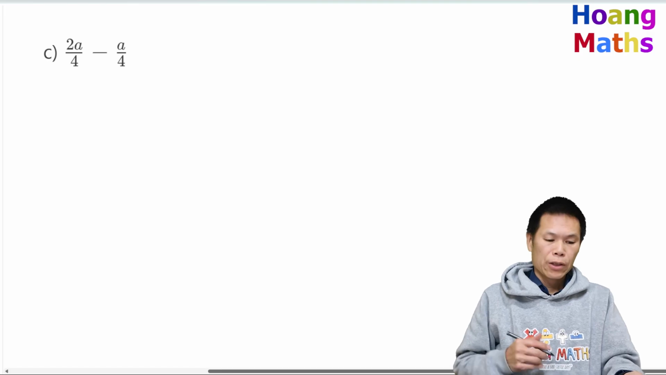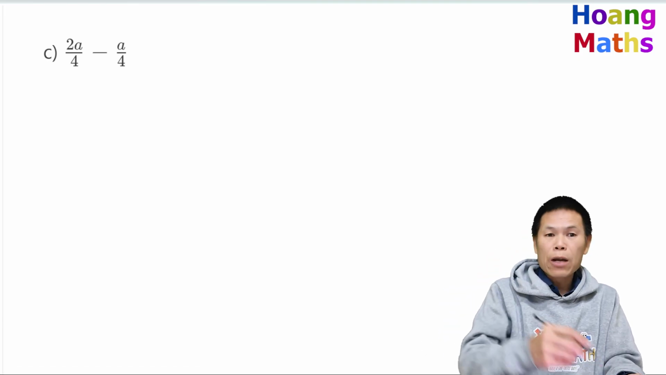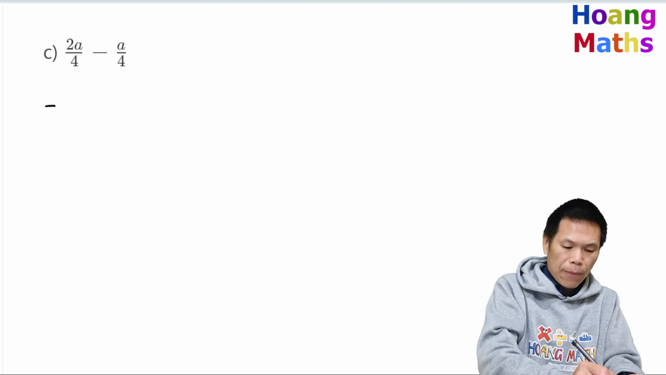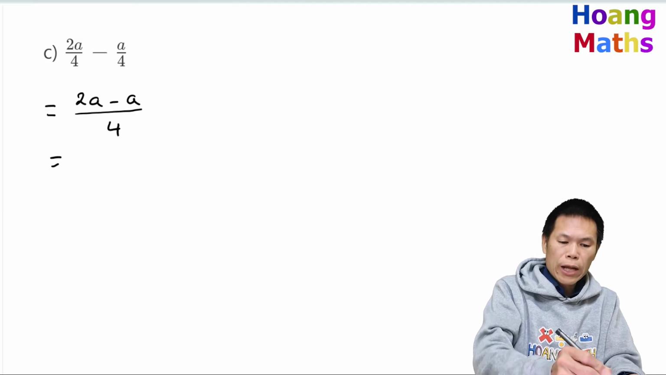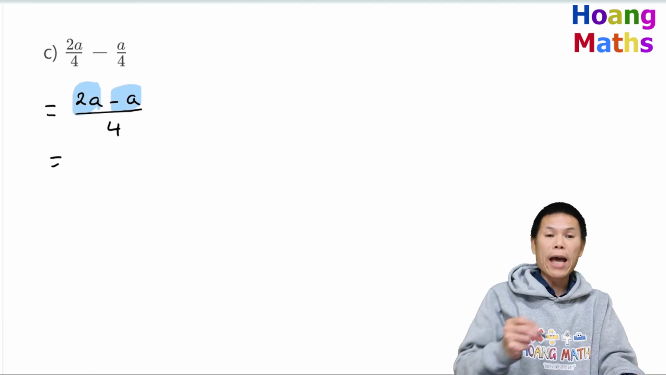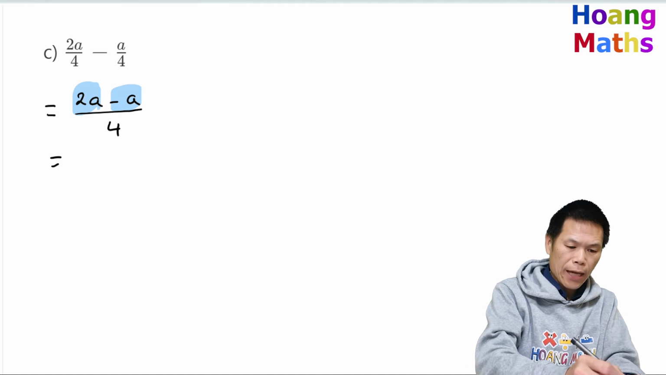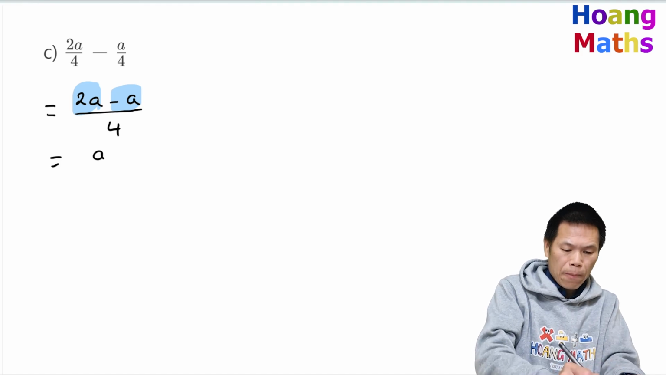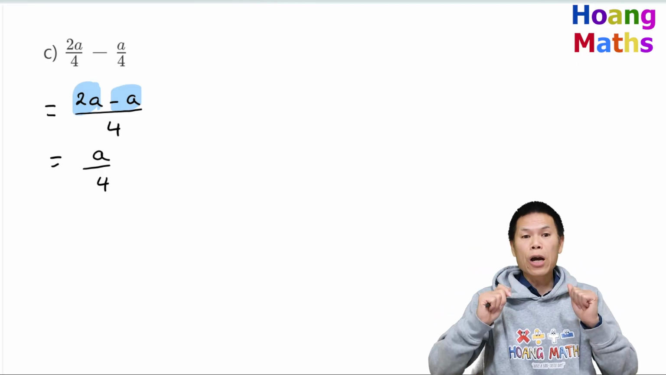Part C. So there's the same common denominator. In other words, the bottoms have the same number. So we can write it as one fraction. So that means 2a minus a over 4. So now we just collect the like terms. So 2a minus 1a. So we're left with 1a. But 1a is a. So that is a over 4. So there you go.